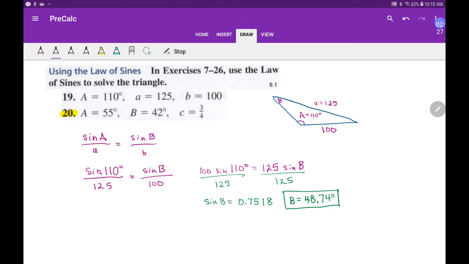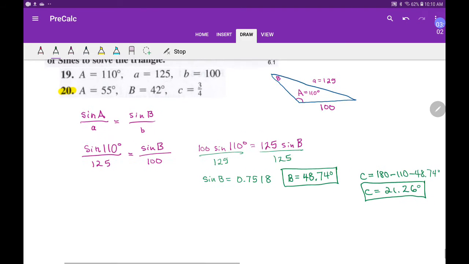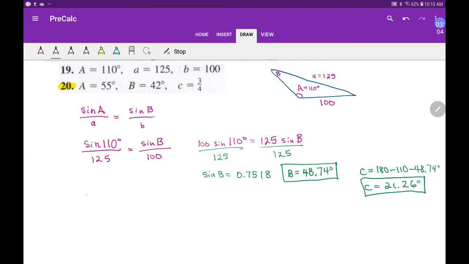How much is left? You might want to know. So we will say C is equal to 180 minus 110 minus 48.74 degrees. And when we do that, let me add 110 to what I got, and I'll subtract that from 180. I find out that C is equal to 21.26 degrees.